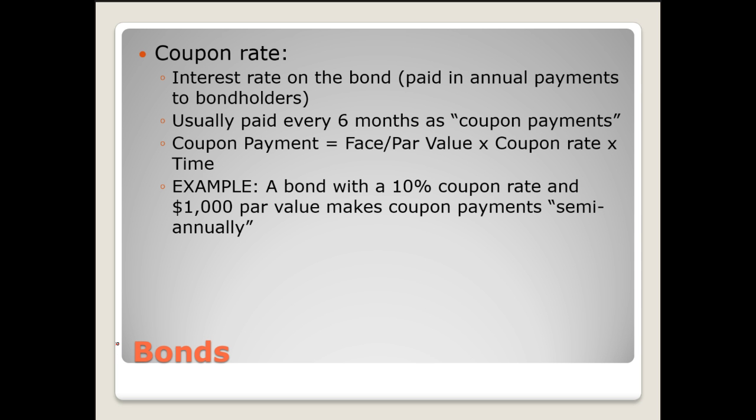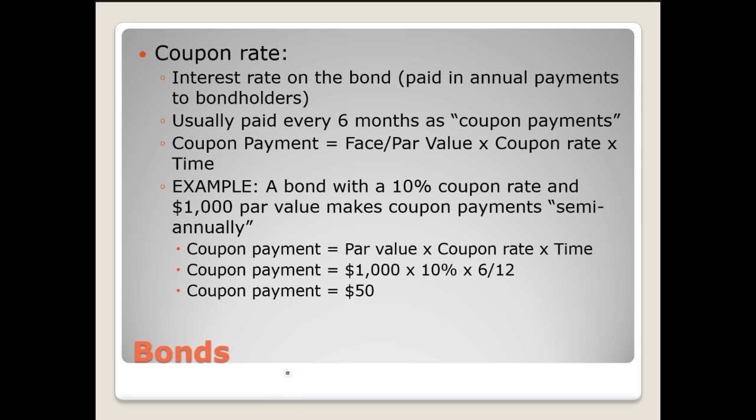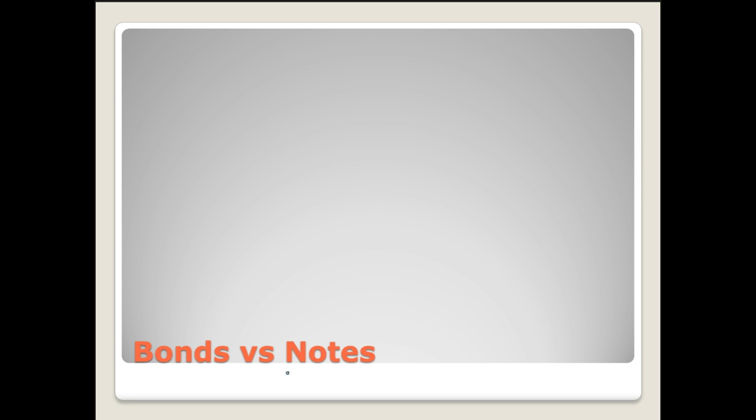In this example, we might have a bond with a $1,000 par value and a 10% coupon rate paid semi-annually, so we would come up with $50 every 6 months paid out as a coupon payment. Remember, it would be $100 a year, but if it's semi-annual interest payments, it would be $50 per payment.